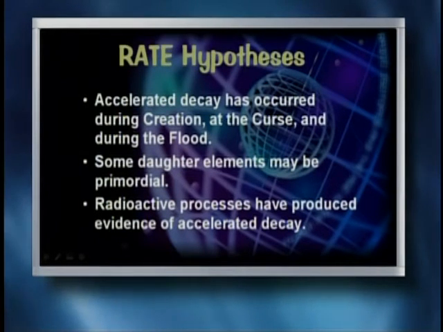A second hypothesis was that some daughter elements may have been primordial. That means that some of them were there to start with. For example, some of the lead: we in our experiment found that we could explain most of the lead, but some of it had to have been there in the original creation. We couldn't explain it all.